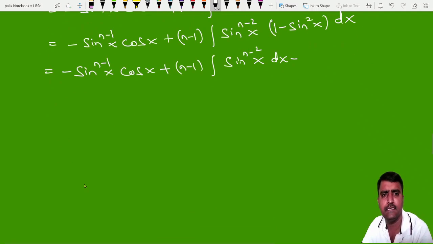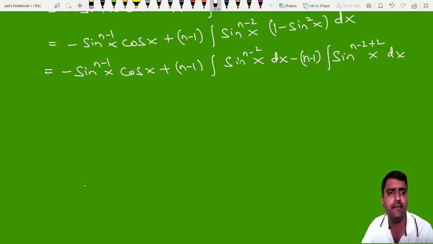Now you write this as minus n minus 1 into the integration of sin to the power n minus 2 x into sin to the power 2 x. When you multiply sin to the power n minus 2 x with sin to the power 2 x, it is sin to the power n minus 2 plus 2 x into dx. You know why I am writing like this: multiplying these two means adding the powers. When you add the powers, n minus 2 and 2, it becomes n minus 2 plus 2 x into dx.